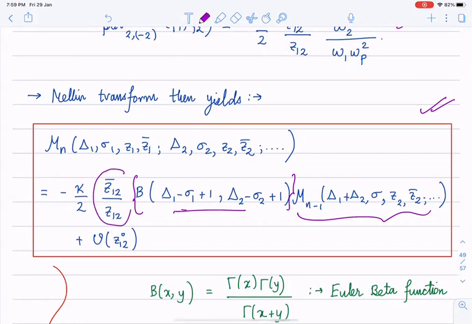So you have a factor of z bar 12 over z12. Notice that this object has a pole with respect to 1 over z12. Structurally, this is similar to what happens in an OPE, because when you do an OPE, you also get a pole structure when you consider the leading term in the OPE.